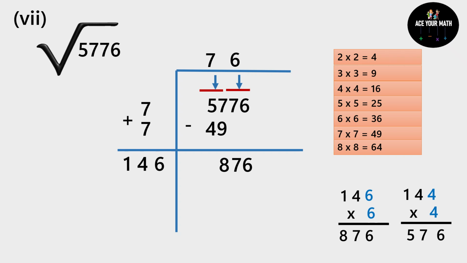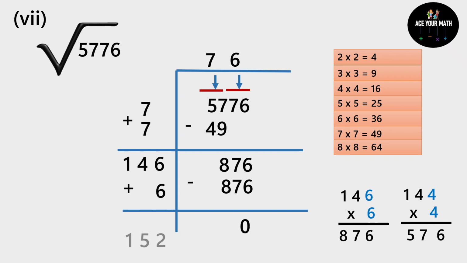So again, you will write 6 at the top and 6 on the side. So 146 multiplied by 6 will give us 876. Now the same 6 you will add on the left hand side. And on the right hand side, after subtraction, you get 0. And on the left hand side, you can complete the addition, and that will give you 152. So the square root of 5776 is 76.